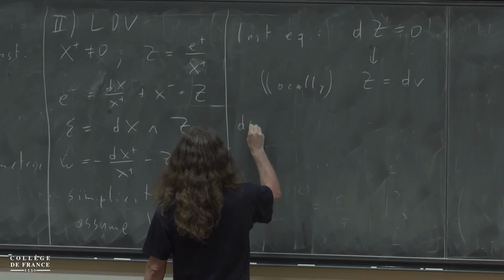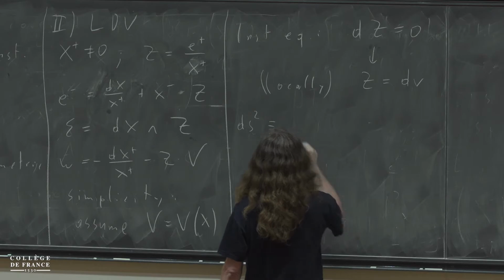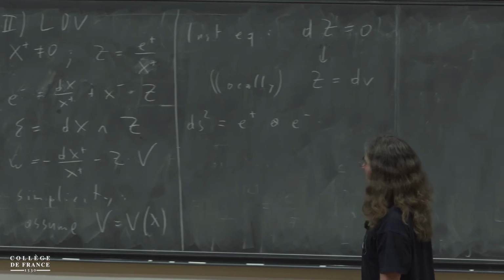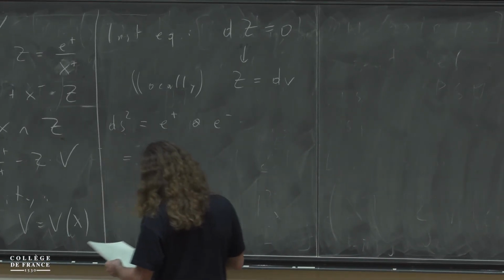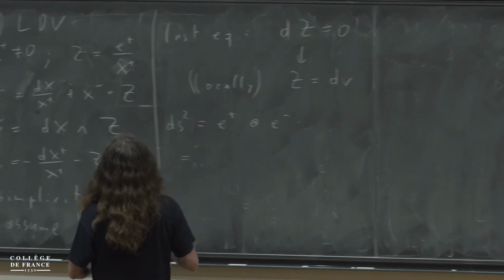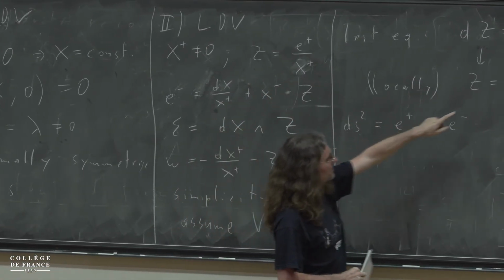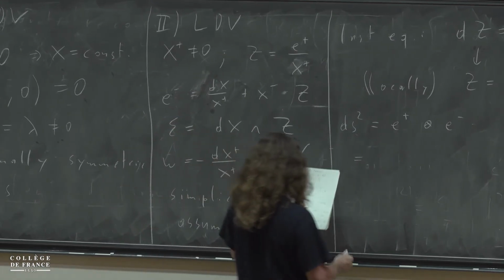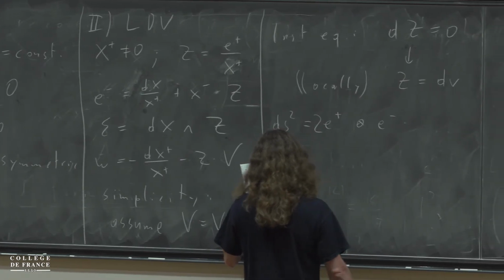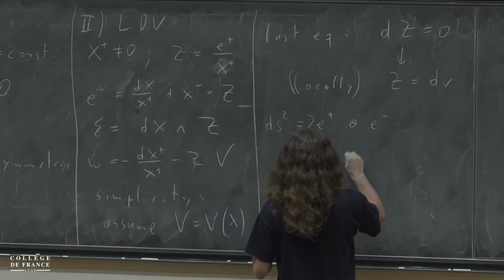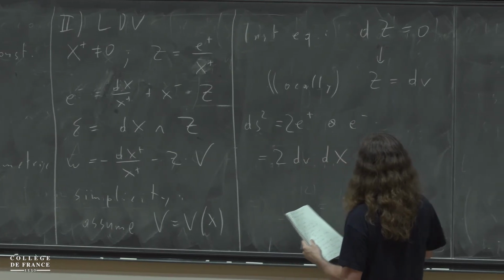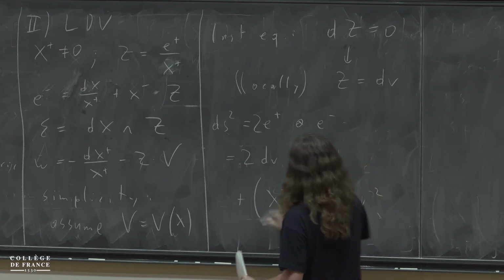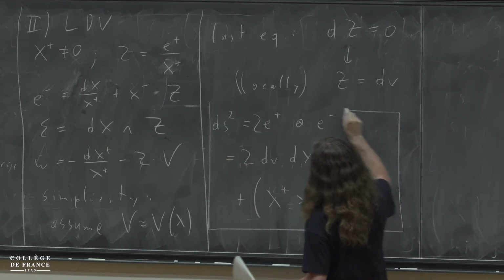So we can actually already write down what the solution for the metric is going to be. It's the symmetrized tensor product of E plus and E minus. E plus is just z times x plus, so it's dv times x plus. And E minus has a term dx over x plus. Oh, sorry, there's a factor 2 missing. So this is 2 dv dx. And then we get another term plus x minus dv squared. So this is our solution for the metric.